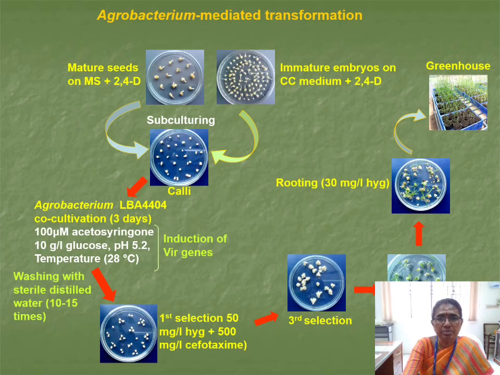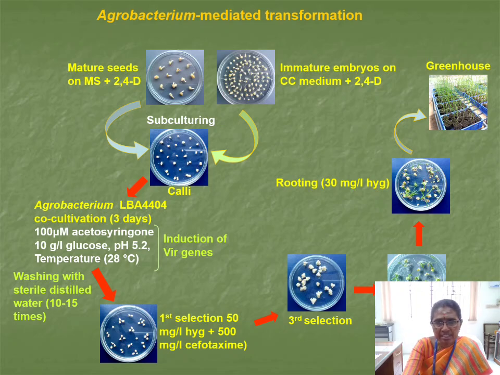So this slide depicts the Agrobacterium mediated transformation of rice. As I told you earlier, the explant will be either mature seeds or immature embryos. From the mature seeds, we derive the calli by inoculation in the medium containing 2,4-D, which is mostly used for plant tissue culture. We will be using the Murashige and Skoog medium, or for immature embryos, the CC medium containing 2,4-D. So 2,4-D is an auxin that will induce the callus.